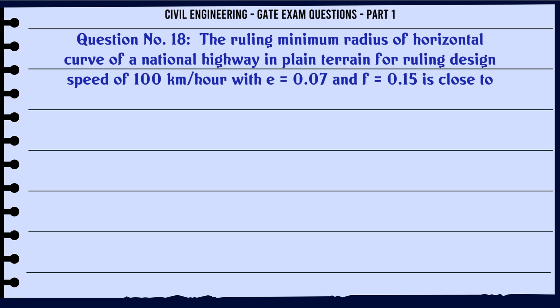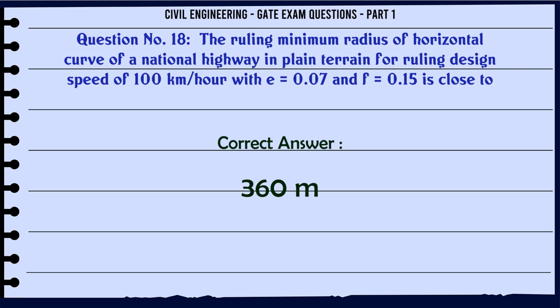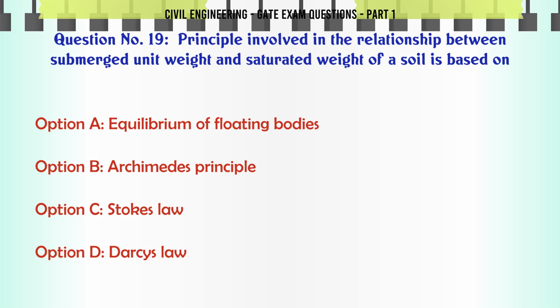The ruling minimum radius of horizontal curve of a national highway in plain terrain for ruling design speed of 100 km/h with e = 0.07 and f = 0.15 is close to: A. 250 m, B. 360 m, C. 36 m, D. 300 m. The correct answer is 360 m.